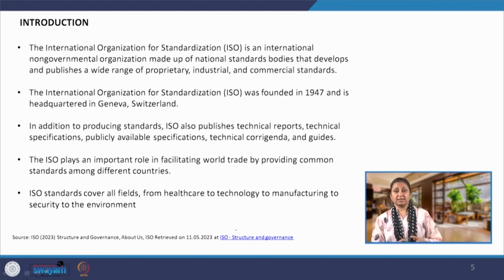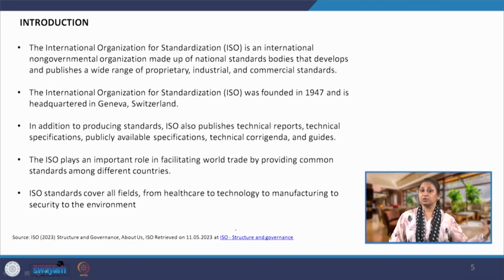Now, when I say that, for example, goods produced in one country have to be sold in another country. How do we ensure that there is a minimum standard of quality? For that we have the standards. So, it publishes a wide range of proprietary, industrial and commercial standards.